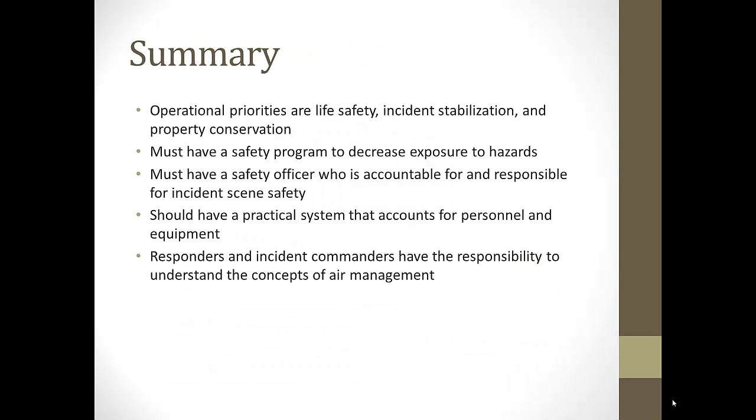So in summary, occupational priorities are life safety, incident stabilization, and property conservation. And remember that life safety includes the firefighters. It's everybody working the scene. You must have a safety program to decrease exposure to hazards. Those are policies that will say, this is when you will wear breathing apparatus, this is when you won't. You must have a safety officer or officers who are accountable and responsible for incident scene safety. You should have a practical system that accounts for personnel and their equipment and where everybody's at. And responders and incident commanders have the responsibility to understand the concepts of error management.